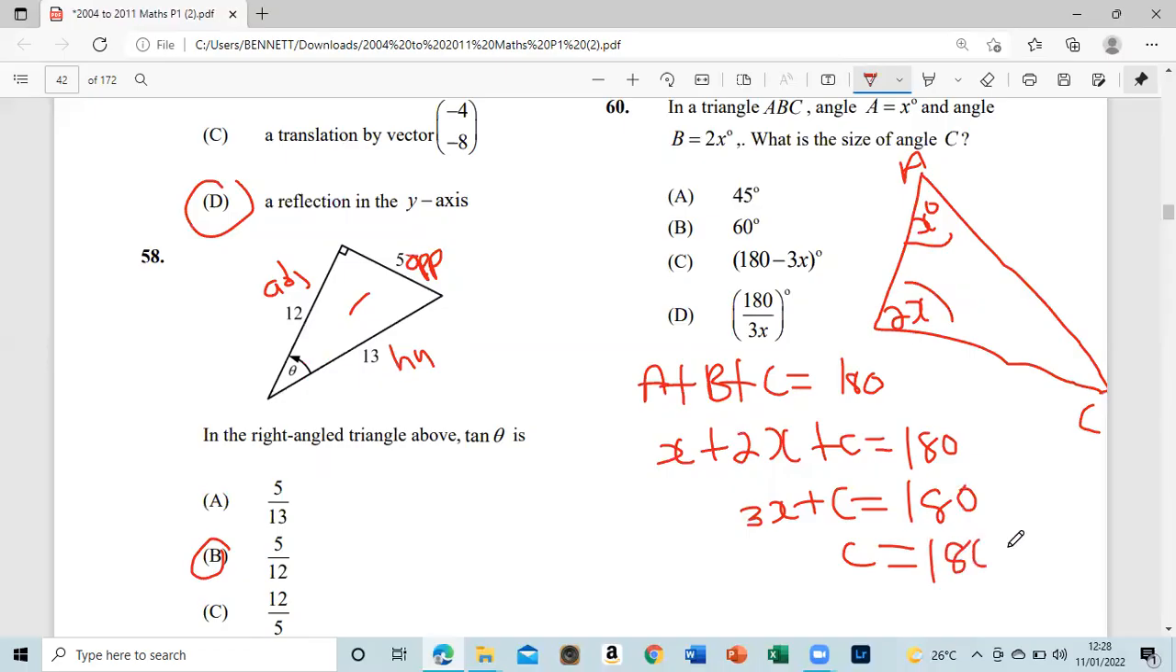So it's 180 minus 3x. And that is our answer, which is C.